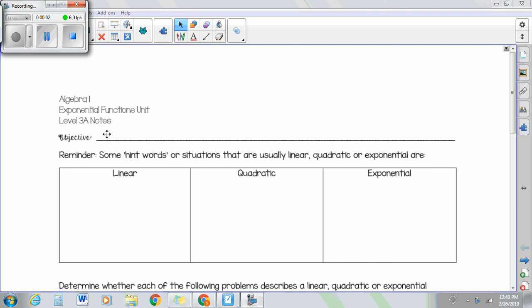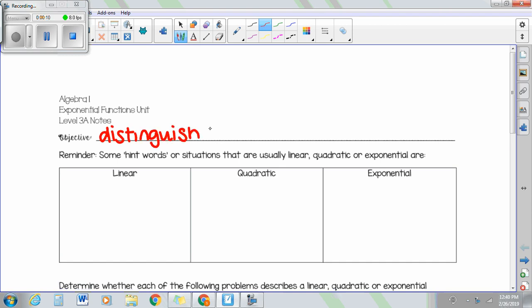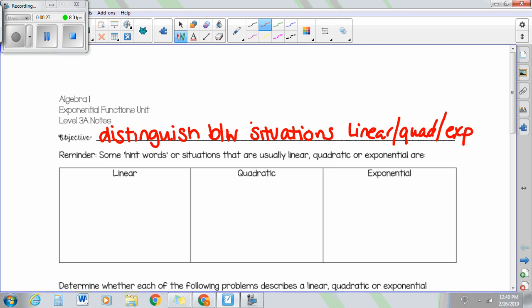The objective for today is going to be to distinguish between situations that are linear, quadratic, or exponential. If you want to write out the full words, you can. I'm just lazy. So I'm giving us some hint words that we use when we see word problems that usually lead us towards this is a linear word problem, this is a quadratic word problem, this is an exponential word problem. These aren't all of the words, but these are the most common that you will see.